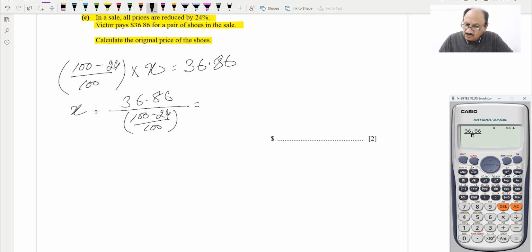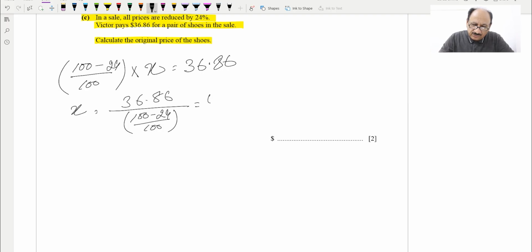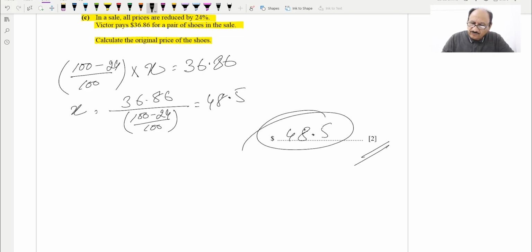36.86 over this will be bracket, and the fraction will be 100 minus 24 over 100 again, bracket close, and this is equal to 48.5. So 48.5 will be our answer for 2 marks.